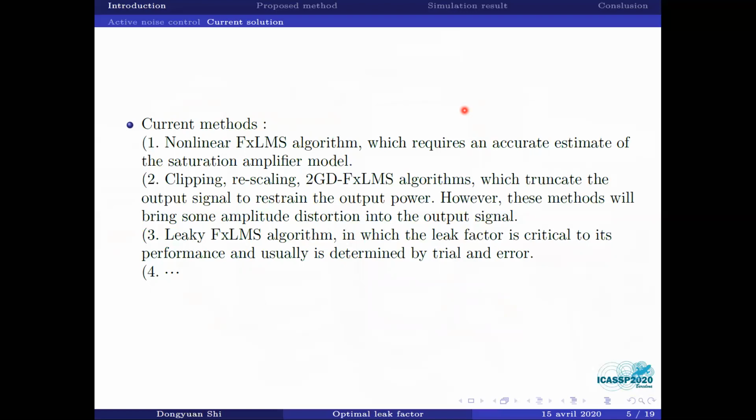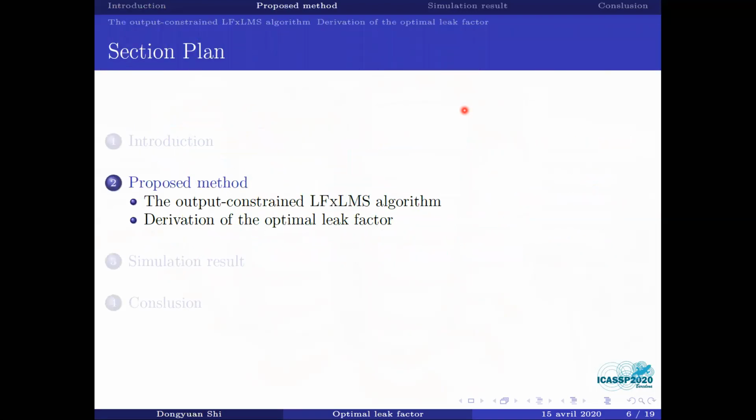The third one is the leaky FXMS algorithm, which can reduce the amplitude distortion in the output signal. However, its critical parameter, the leak factor, is usually determined by trial and error. In this presentation, we will propose a method to select the optimal leak factor for the leaky FXMS algorithm.